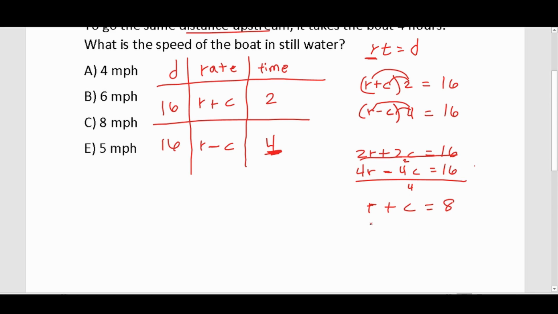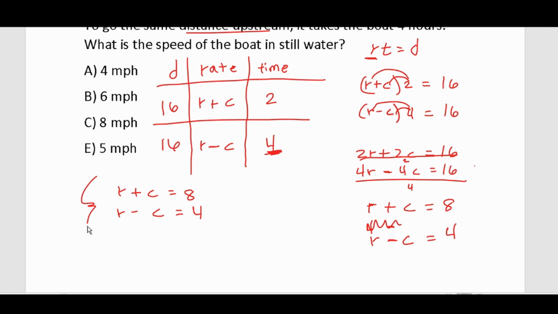4R divided by 4 is... negative 4C divided by 4... Whoops, I made a mistake there. 4R divided by 4 is just R. Negative 4C divided by 4 is just negative C. 16 divided by 4 is 4. Okay? So let me rewrite that so it's clear over here. R plus C equals 8. R minus C equals 4.